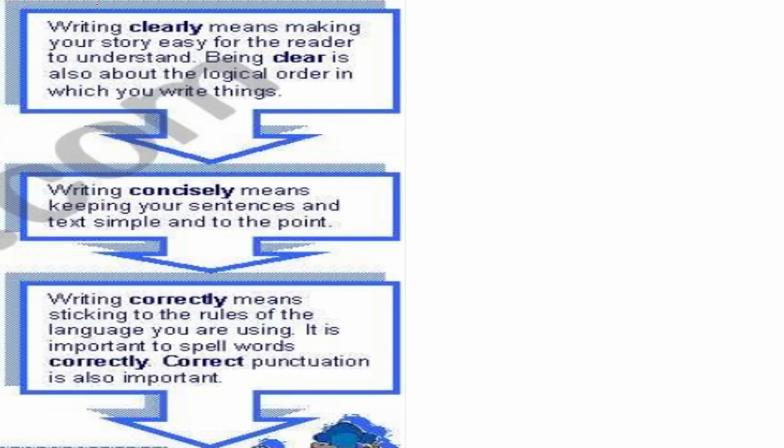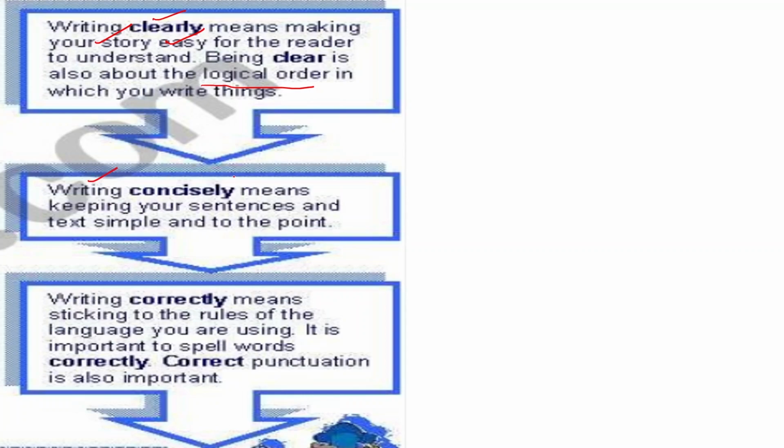Writing clearly means making your story easy for the reader to understand. That you should keep in mind. Your writing must be an easy one for the reader to understand. Being clear is also about the logical order in which you write things. So your writing should be in a logical order that is clear.